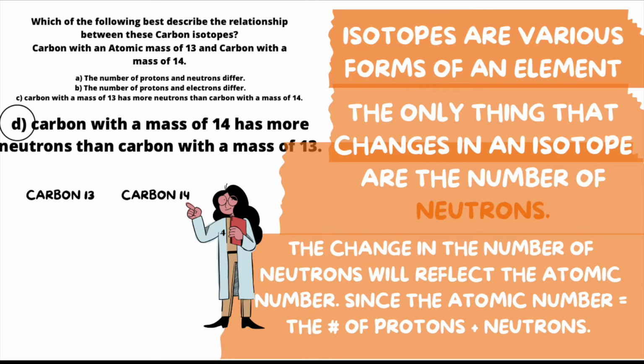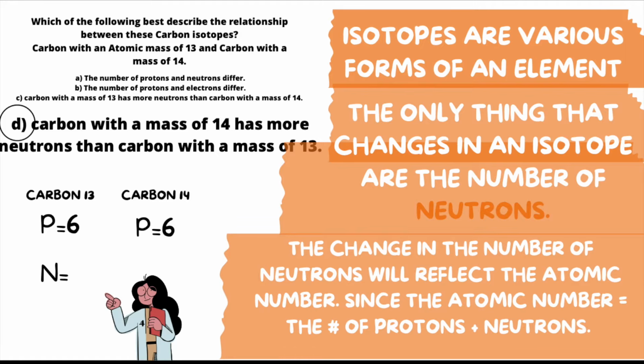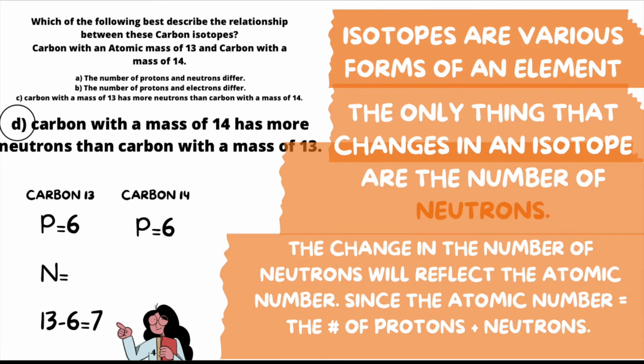So let's compare carbon 13 and 14 side by side. The 13 and the 14 indicate the mass number. So carbon 13 has a mass number of 13 and carbon 14 has a mass number of 14. Remember, these are both carbon, so the number of protons will never change because it's its identification. So on both sides, we have number of protons 6. Now the number of neutrons is going to change. Remember, our mass number is the number of protons and neutrons. So simply we're going to take 13, subtract 6 protons from it, and we're left with 7 neutrons.